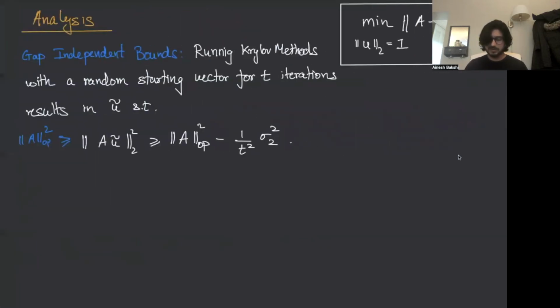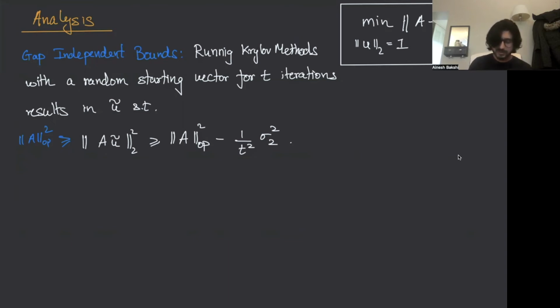Okay, so let me talk a bit about how we analyze this. I'm going to use as a black box the following lemma. This lemma is a gap-independent bound for Krylov methods, and the gap-independent part here refers to the fact that the resulting bound is independent of how the spectrum of the matrix behaves. So it doesn't depend on the gap between the first and second or third singular value and so on.